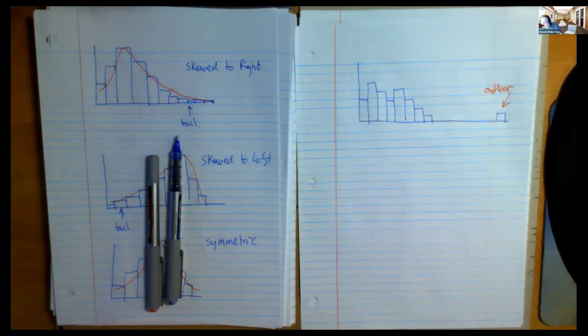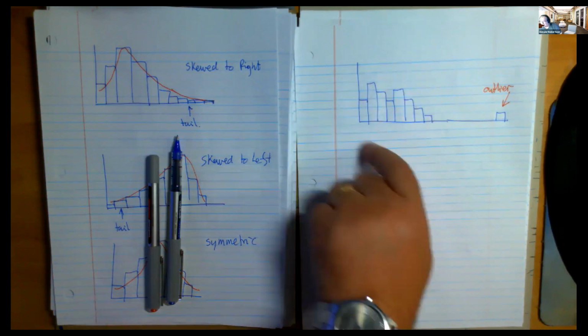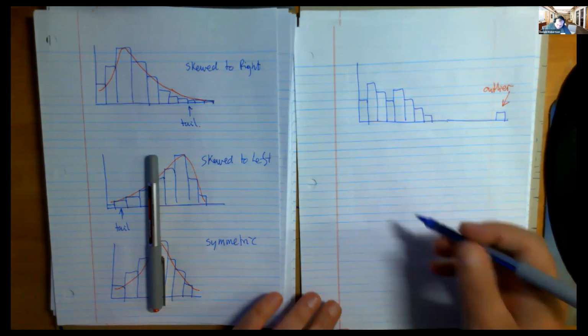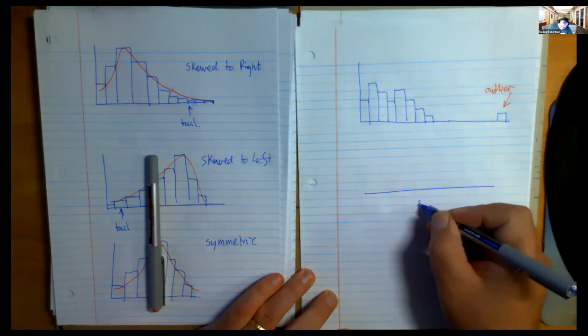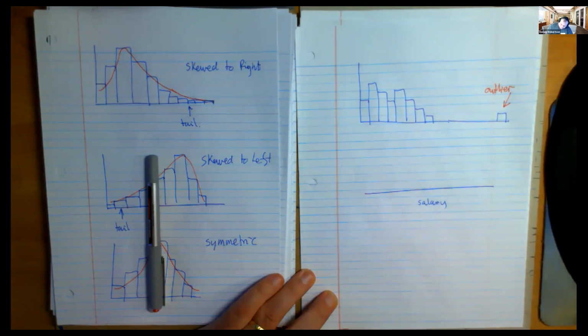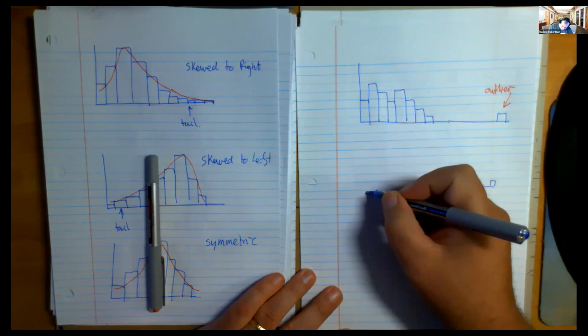Outliers are quite interesting because sometimes the outliers are more interesting than the boring data, because everybody's kind of the same. If I did a histogram of the salaries of people who lived in Washington State, right? So imagine along here is how much money you have. And this might be what you would get.